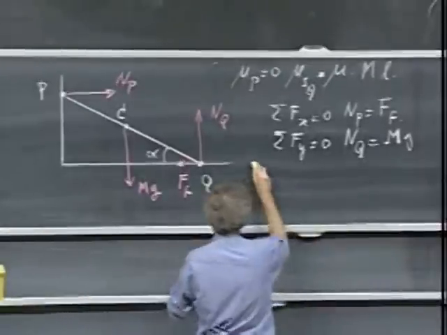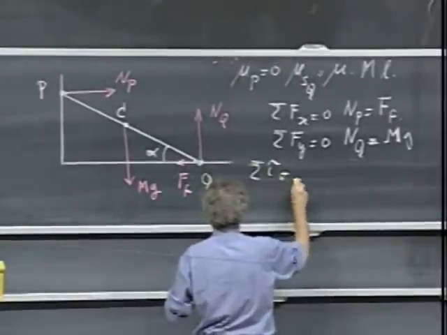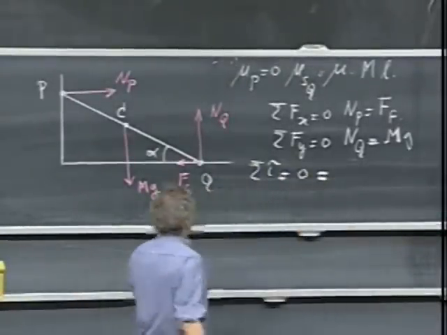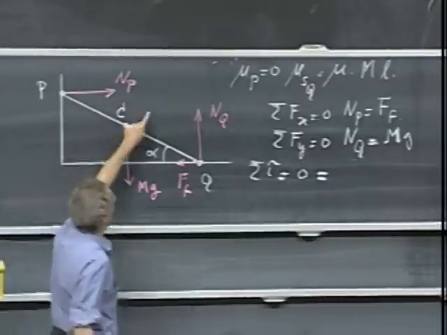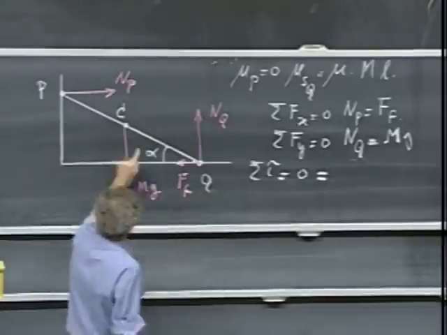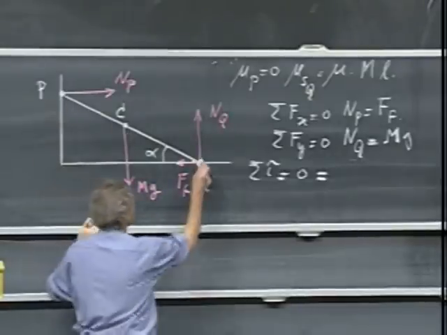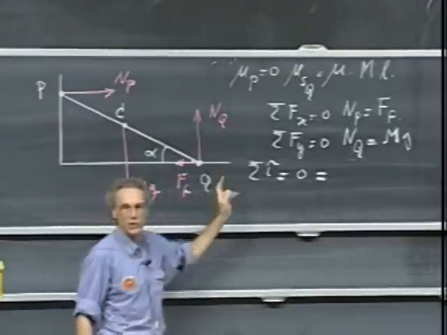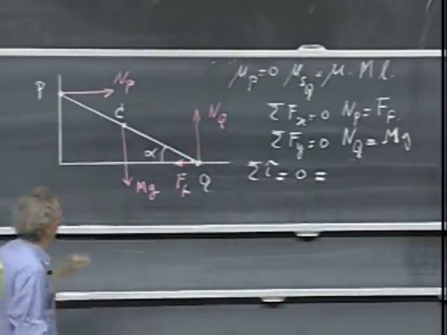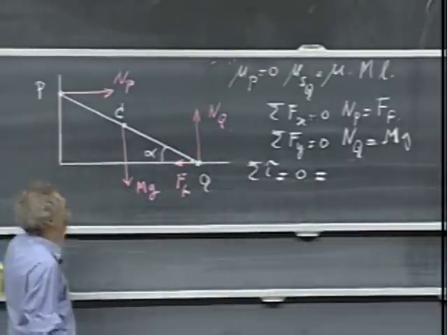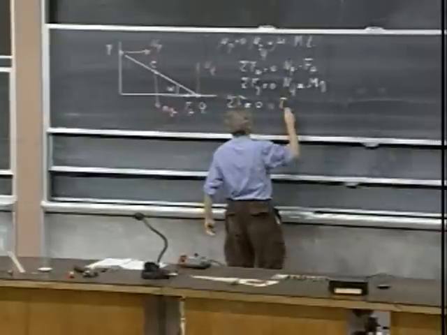But now we need that the sum of all torques has to be 0. It doesn't matter which point you choose. You can pick any point. You can pick a point here or here or there or there. You can pick C, you can pick P. I choose Q. The reason why I choose Q is because then I lose both this force and that force. And I only have to deal with this one and that one. And so I'm going to take the torque relative to point Q.